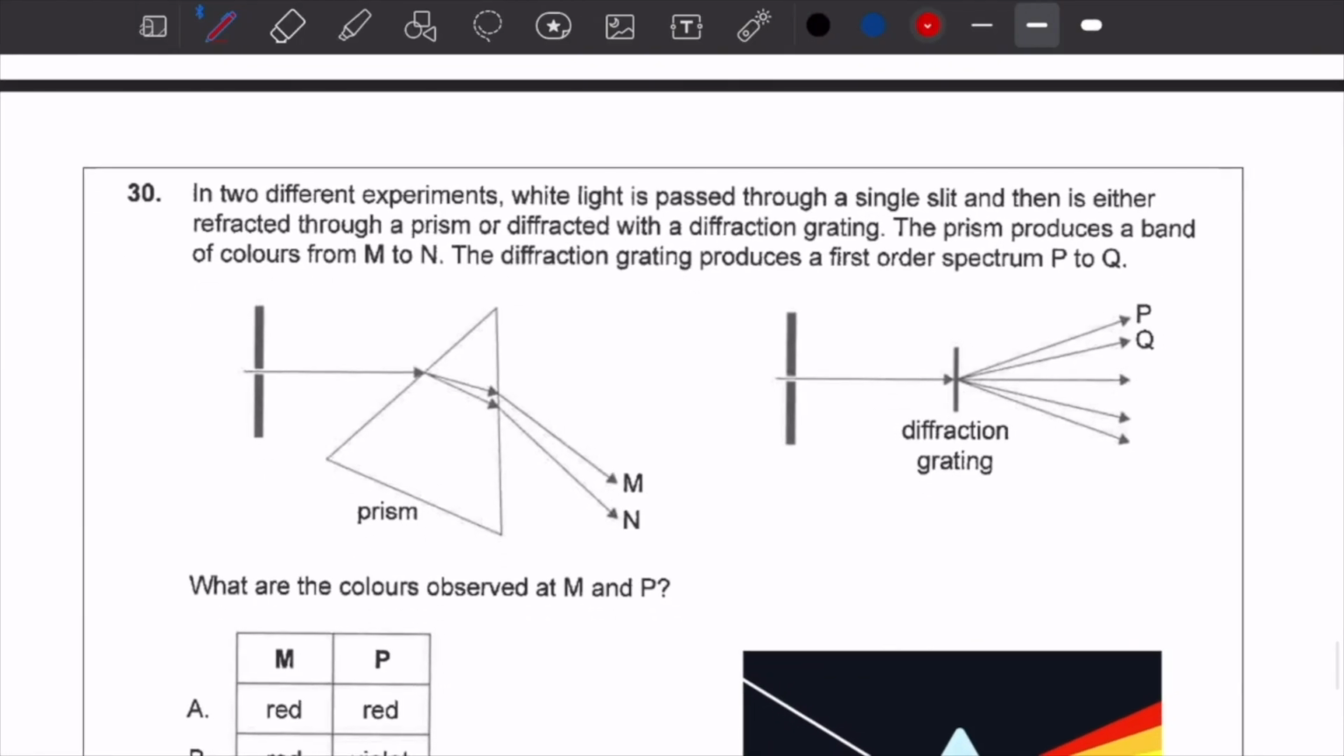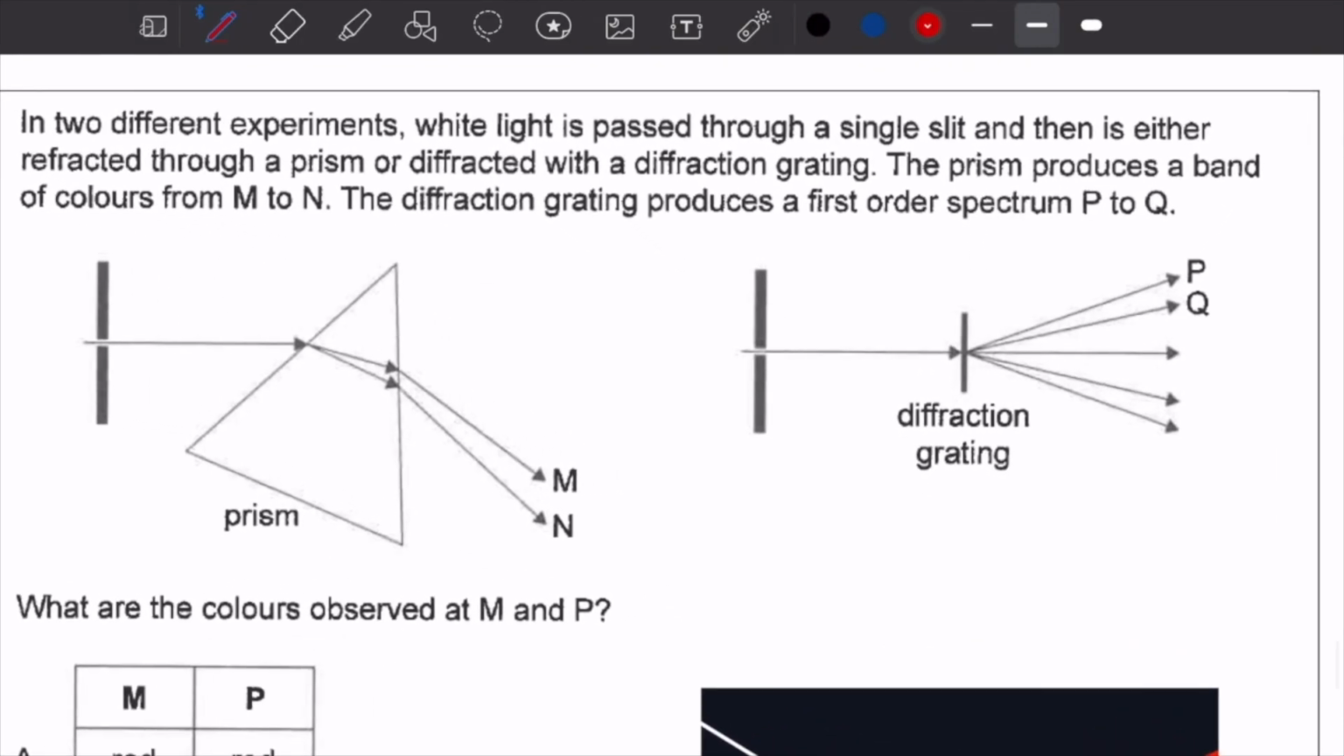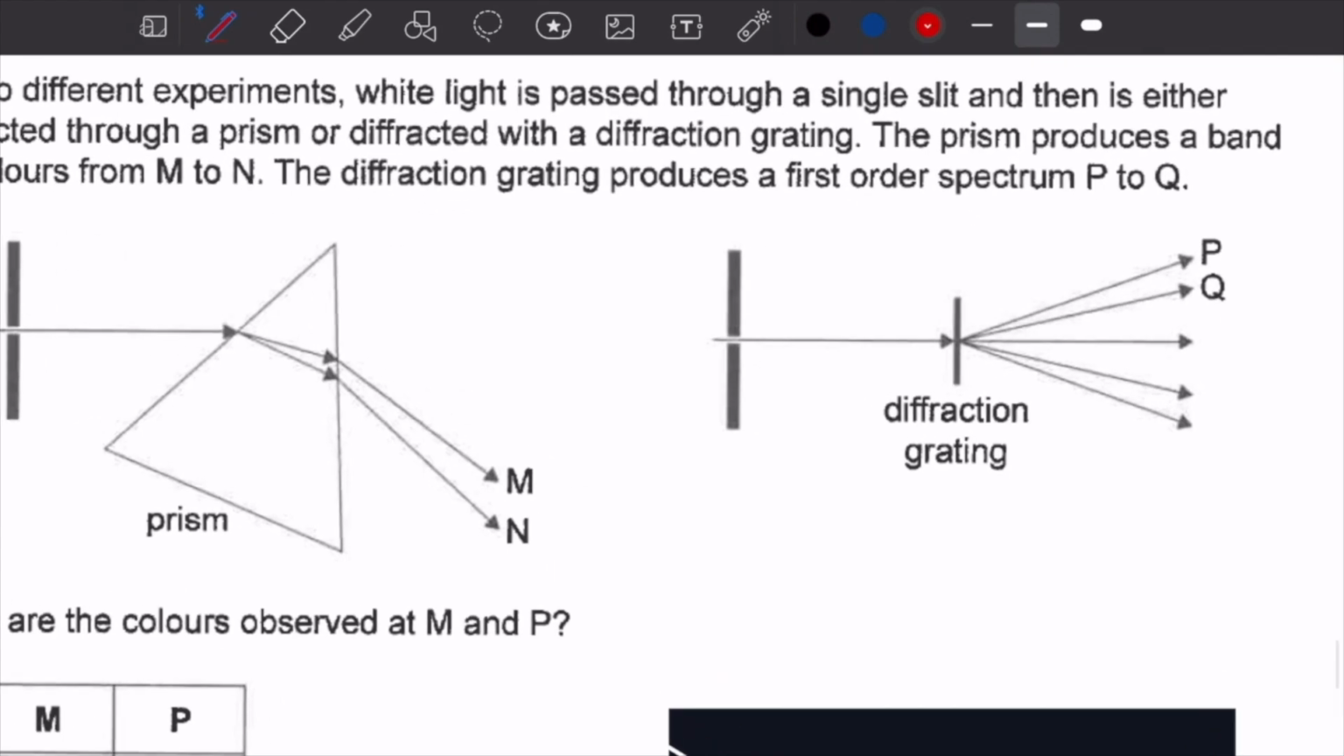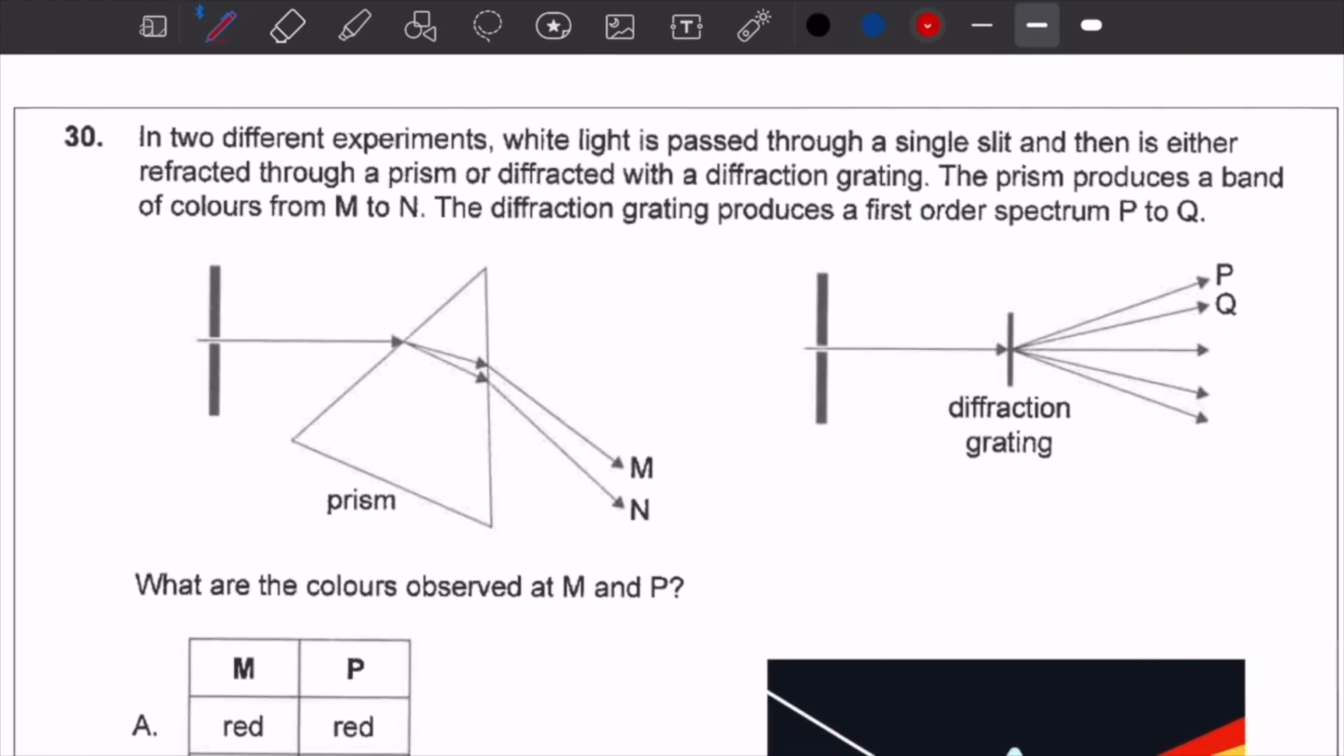This is a pretty tough question. Let's start with what they say: in 2 different experiments, white light is passed through a single slit and then is either refracted through a prism or diffracted with the diffraction grating. The prism produces a band of colors from M to N. The diffraction grating produces a first order spectrum P to Q.